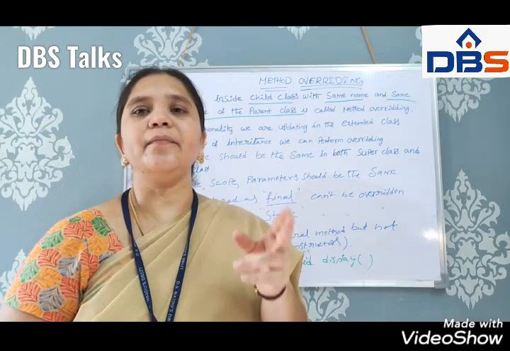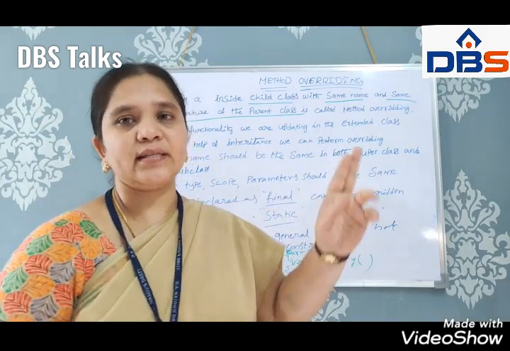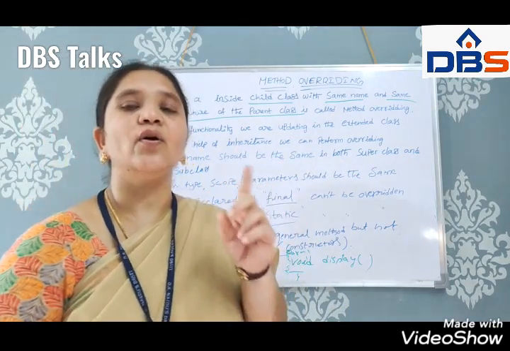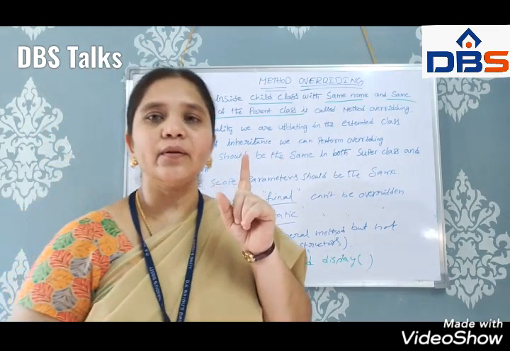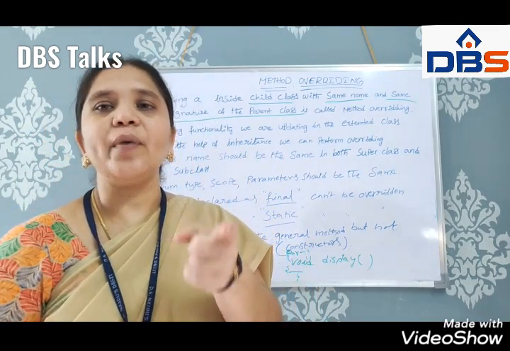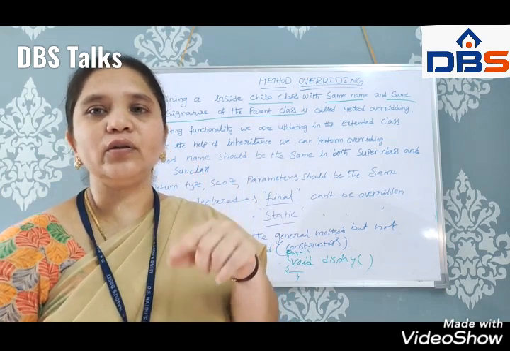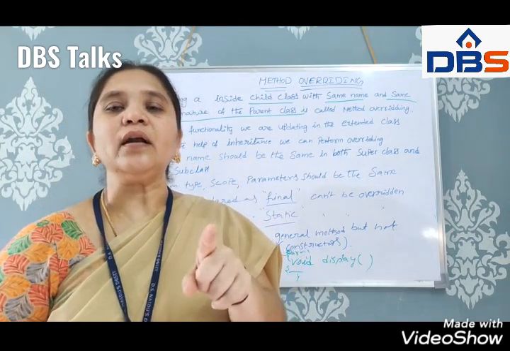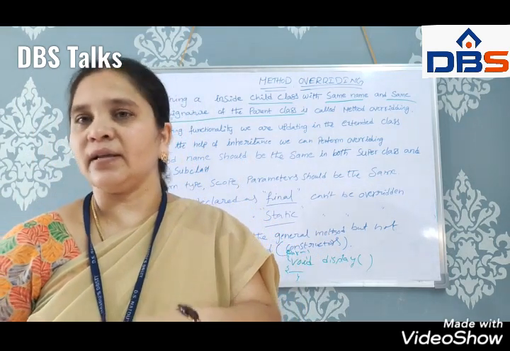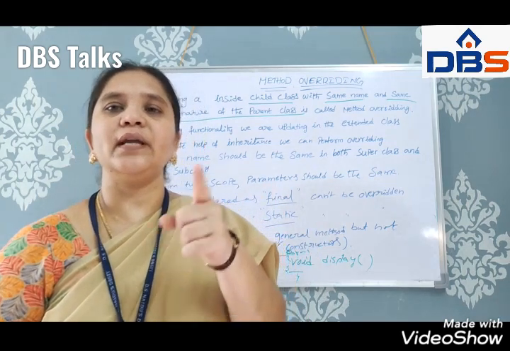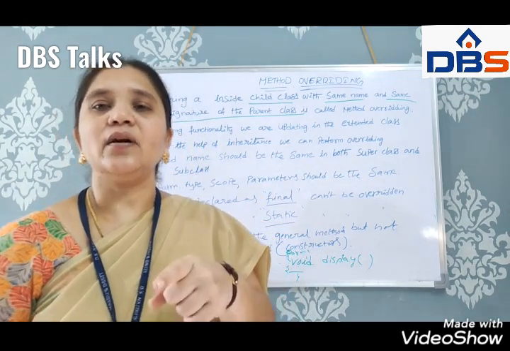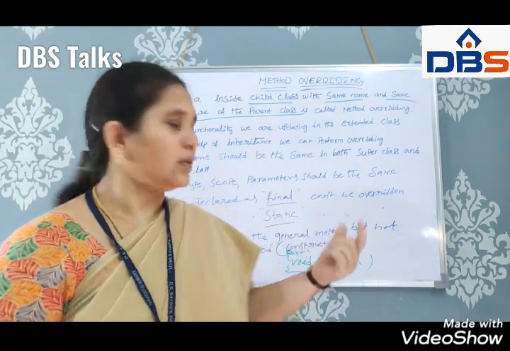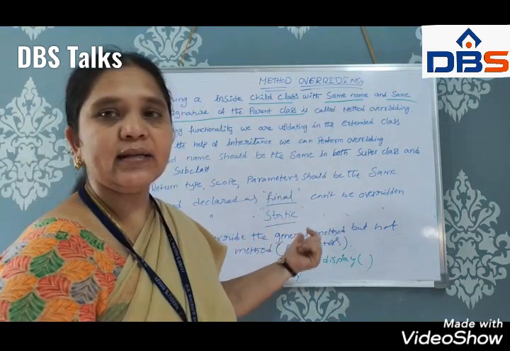We use the same method name in the superclass and subclass, and also the same return type, same scope and same parameters in both methods. In method overriding, the method cannot be declared as final, and the methods cannot be declared as static. Why? Because the child cannot override by using final and static.